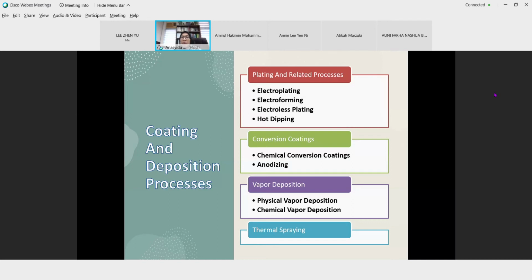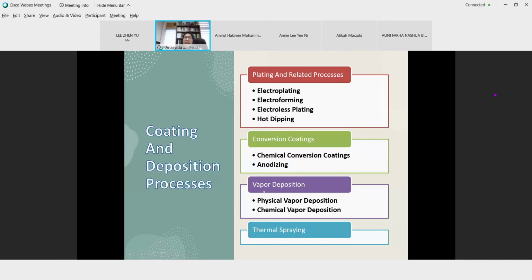All right. So we also have the second coating process, which is conversion coating. Sometimes they mix two processes. They combine electroplating plus conversion coating to ensure that there are two protecting layers, so that we can minimize the corrosion process. For chemical conversion, we have chromating and phosphating. Anodizing also falls under conversion coating.